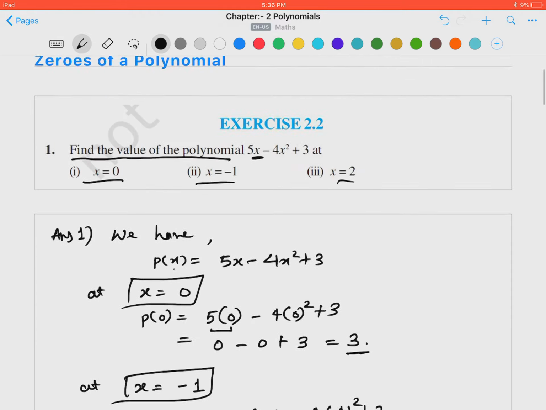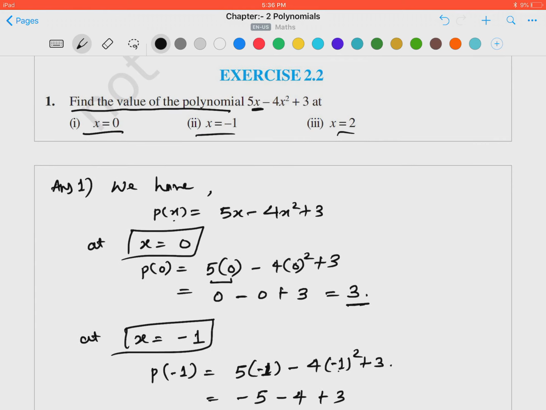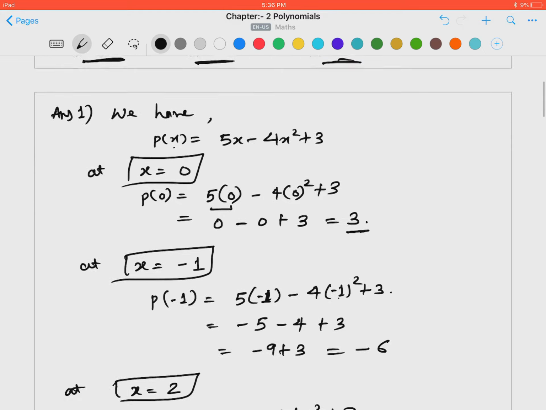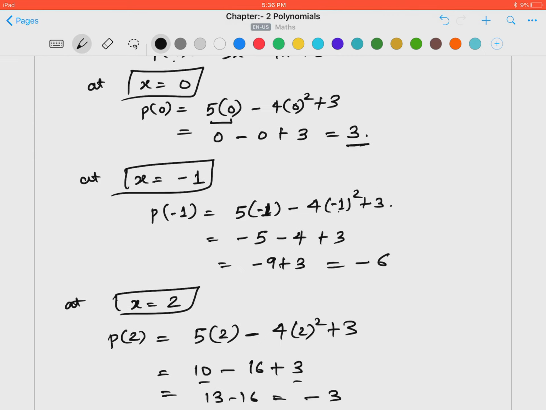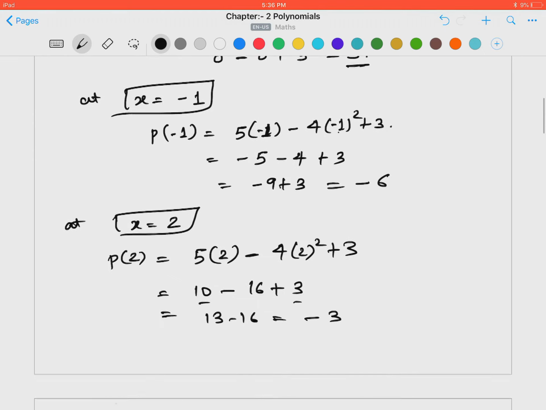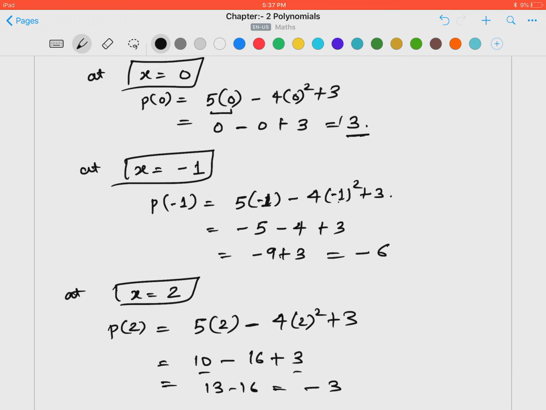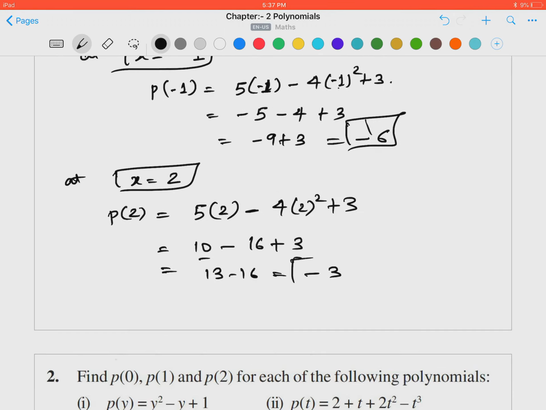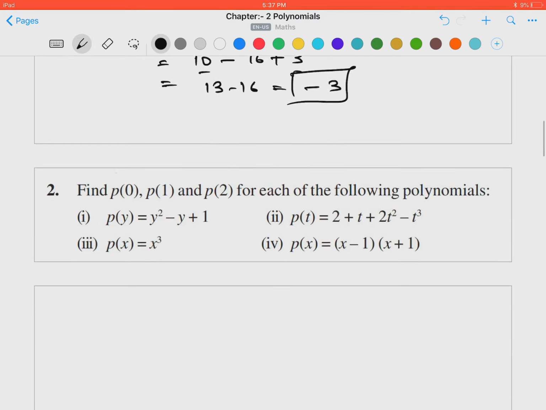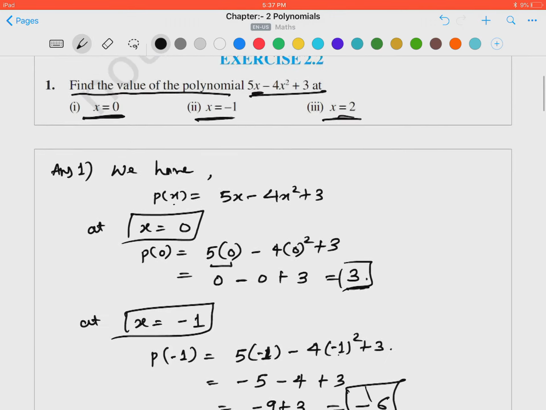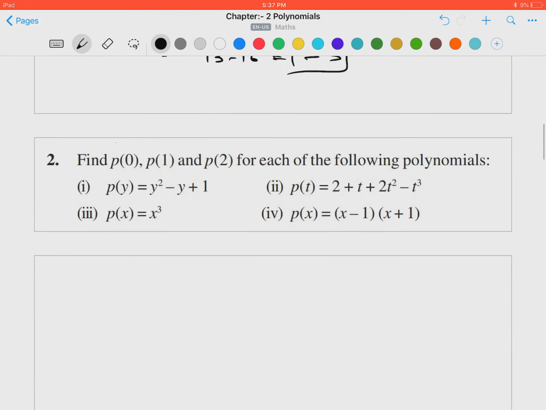So this is the solution of question number 1. We have to find the value of this polynomial at these 3 different values. So we have checked it one by one: first for x equal to 0, then x equals minus 1, then x equals 2. We got the values plus 3, minus 6 and minus 3. That's how we can find the value of any polynomial.